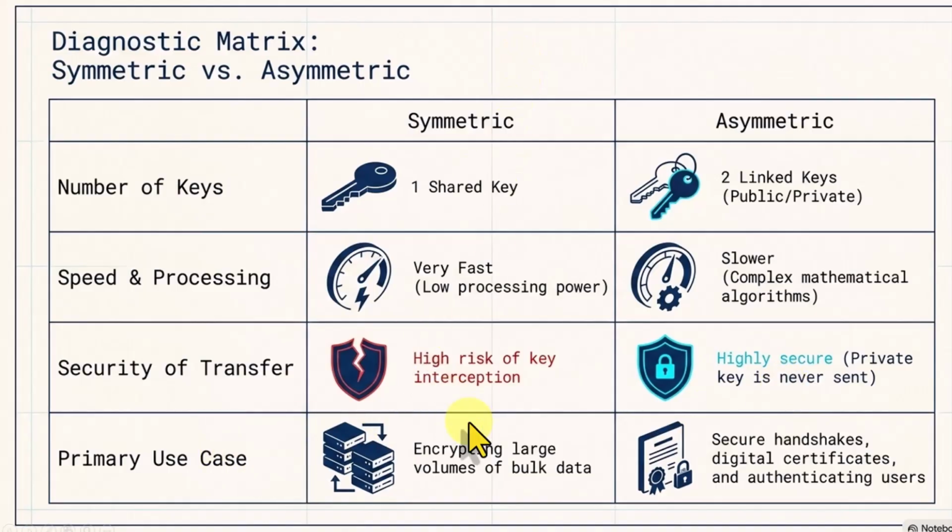And what are the primary use cases here? Symmetric: encrypting large volumes of bulk data, because it is faster. And asymmetric: secure handshakes, okay? You will send data which is very sensitive. You will do that for digital certificates and authenticating users, whether the data is correct or whether it is the correct user or not. Next, we will discuss some types of encryption, okay?